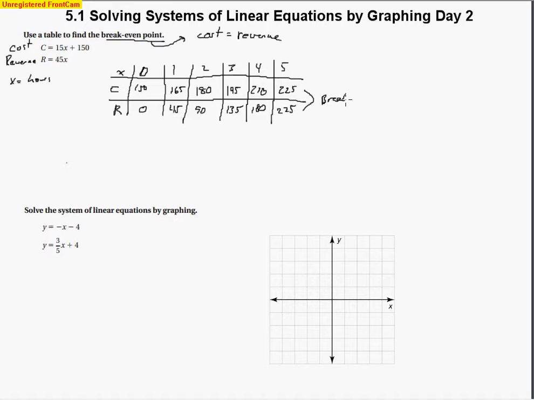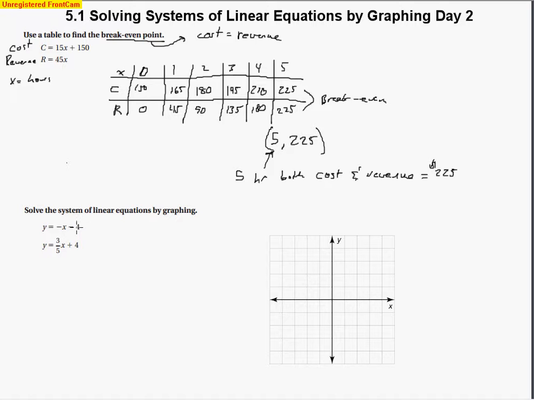And so the way I'm going to signify the answer is that at 5, 225 is that break-even point. It's a point. I'm going to say 5 stands for hours. So that's going to be 5 hours. Both the cost and revenue equal $225.